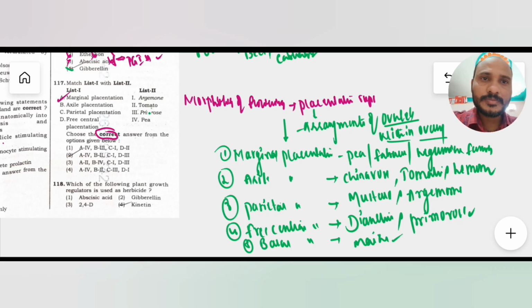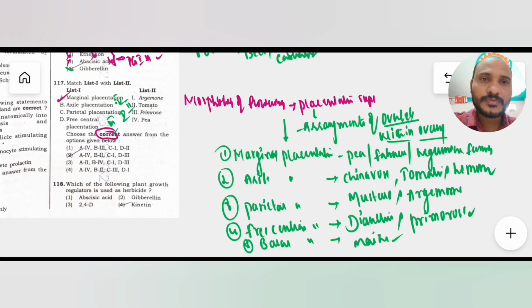Marginal placentation is generally seen in pea plant, so for A it is the fourth option. Axial placentation is seen in tomato, and also China rose and lemon, but here the option is tomato, hence B is 2. Parietal placentation is seen in argemone, and also mustard, but argemone is given, so it is the first option. Central placentation is seen in primrose, and also dianthus, so D is the third option.